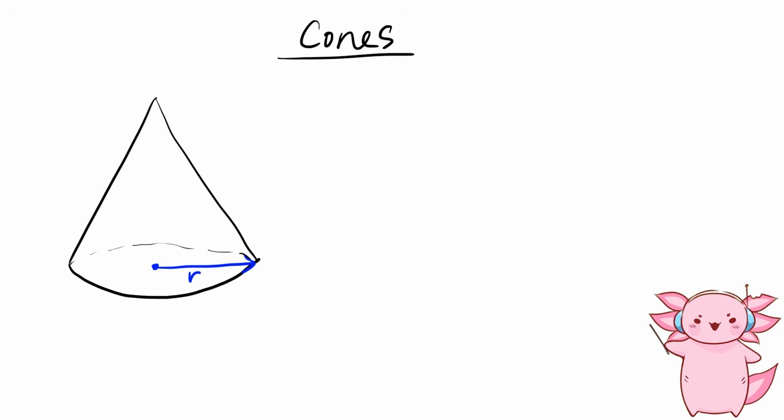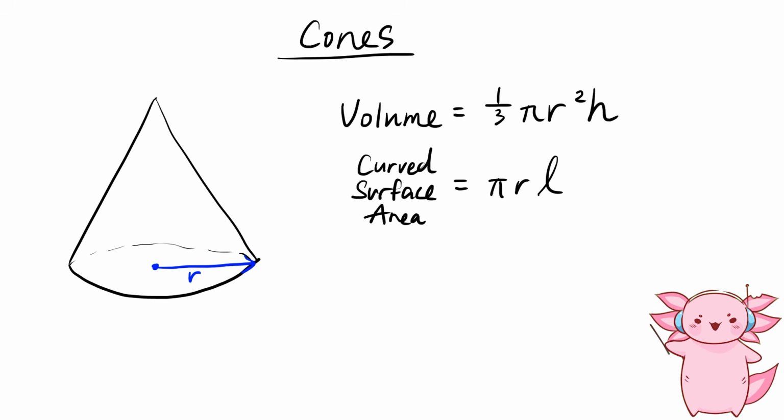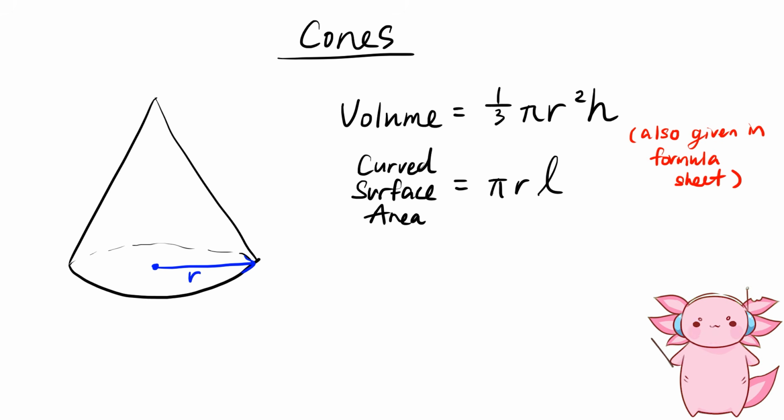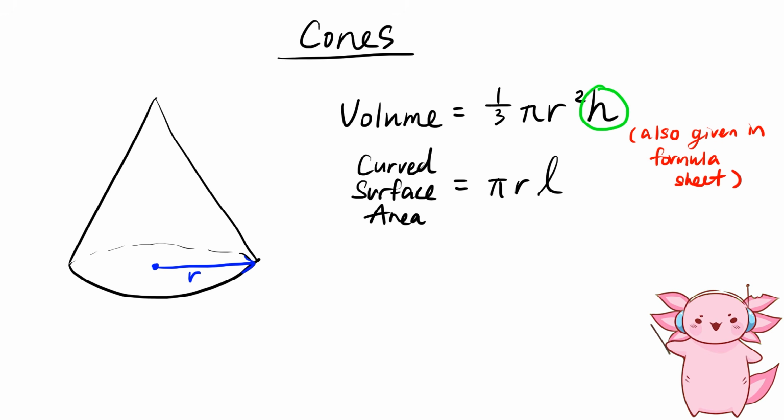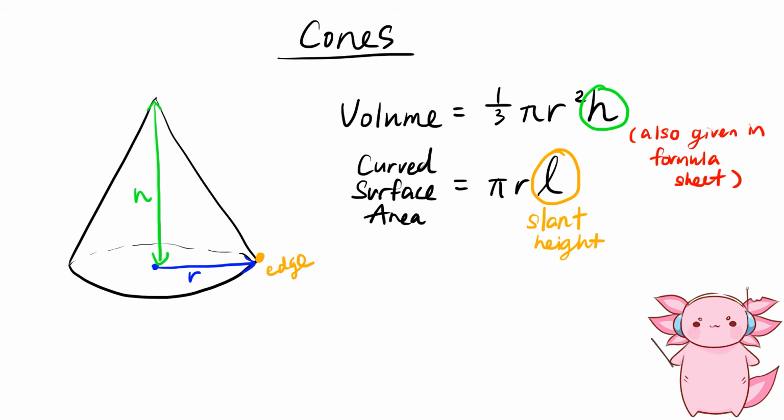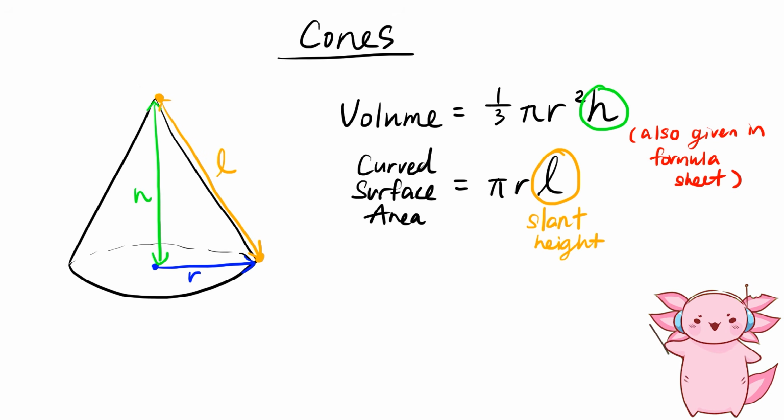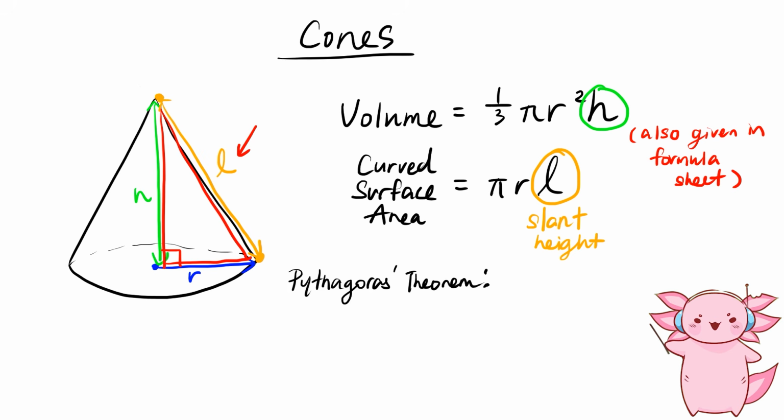For the cone, the formula for the volume and curved surface area is also given in the formula sheet. Okay, but notice here that the h refers to the vertical height from the center all the way to the top of the cone, and this l refers to the slant height, which is from the edge all the way to the top. Now the trick for cones is to calculate this slant height by drawing a right-angled triangle over here, and you can use Pythagoras Theorem to solve for either the height or the slant height.